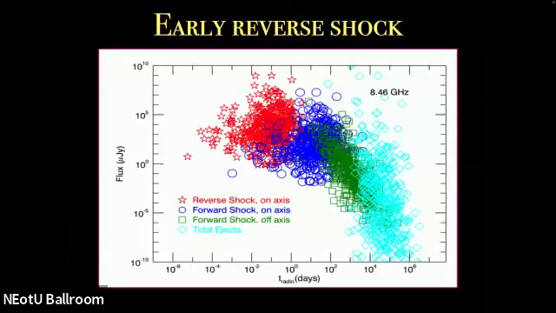From a microphysics point of view, James showed this. This is actually a plot that I made. Alessandra and I put that together for a white paper. And I want you to focus on the red here. This is the reverse shock at 8.46 gigahertz. It shows up early and it's bright.